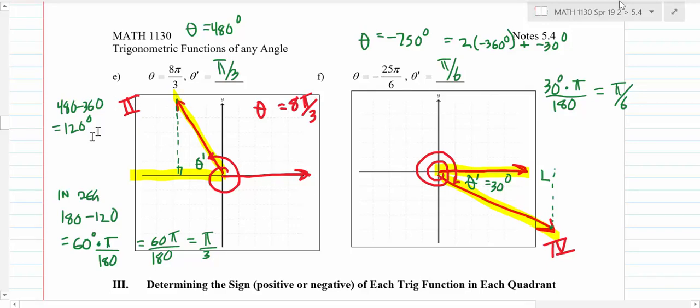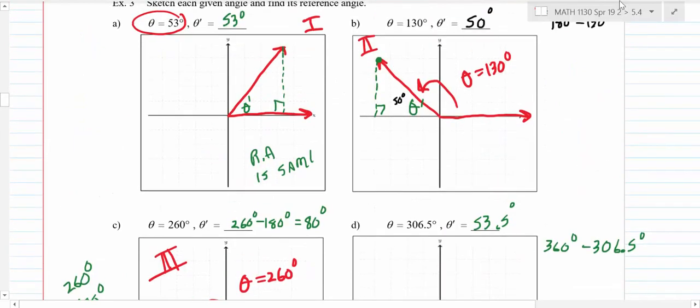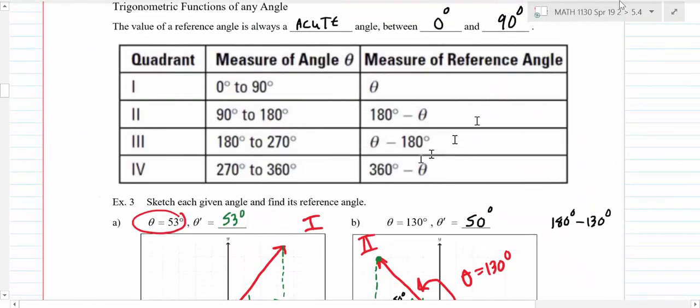All right, any questions about what I did on that? Okay, so you want to try to be able to figure those out. The formulas: quadrant 2, you're taking from 180. Quadrant 3 you do backwards. Quadrant 4, I think of it as 1 lap around the circle less that reference angle.